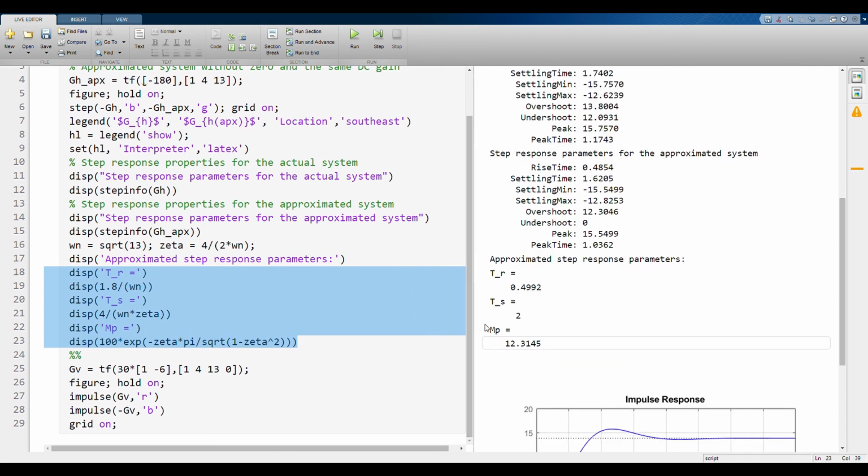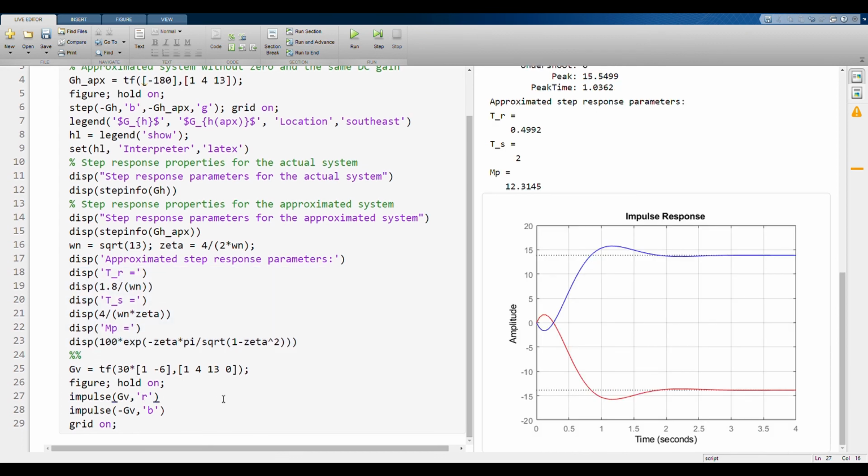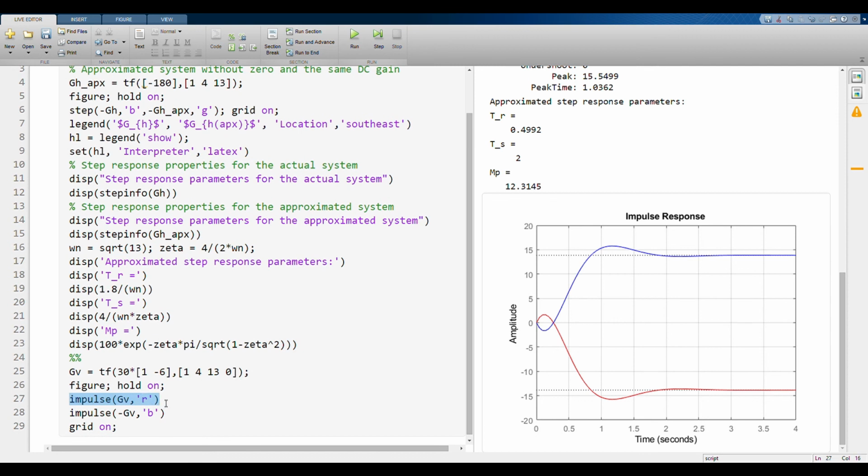Now we want to also have a look at the impulse response of GV. So I have drawn both of them here. So you can see the positive impulse response and negative impulse response. What you see in red is the impulse response of GV for a positive impulse indeed. That's in red, and you can see that it becomes positive and then it goes towards minus 15, and at the end it has some final value.